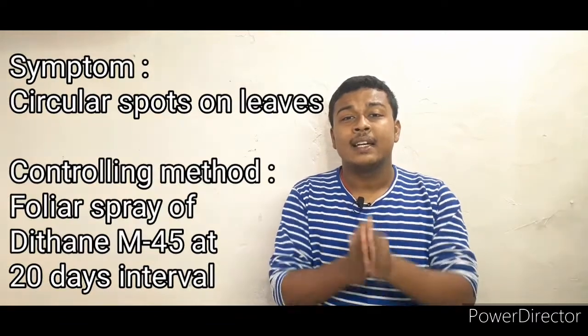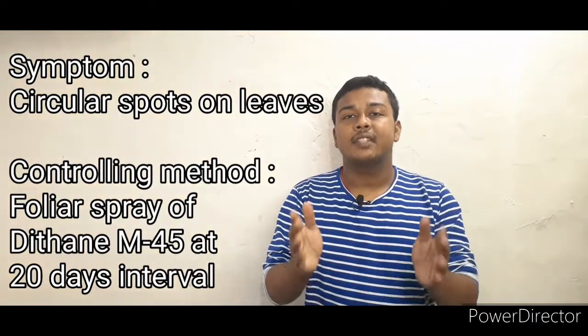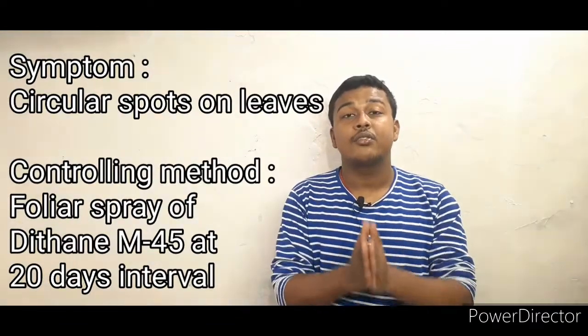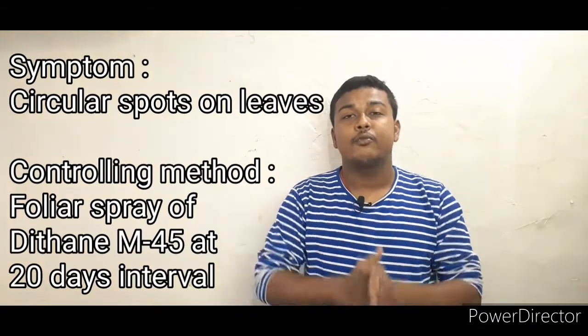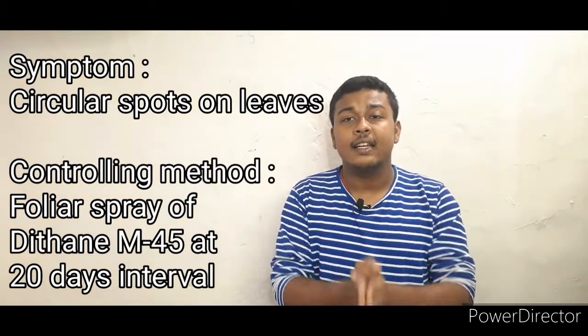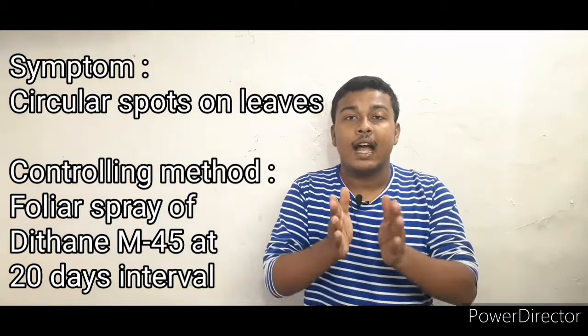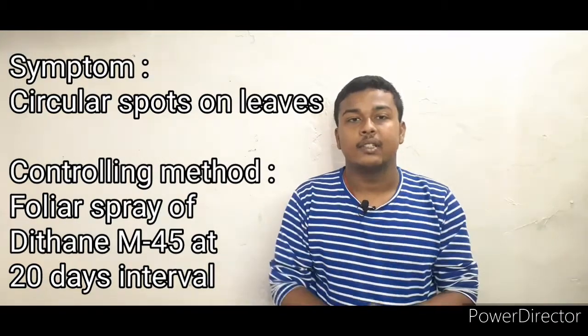Now the fourth one is leaf spot. The symptom will be circular spots on leaves, and to control this, foliar spray should be done with the help of Dithane M-45 at 20 days interval.